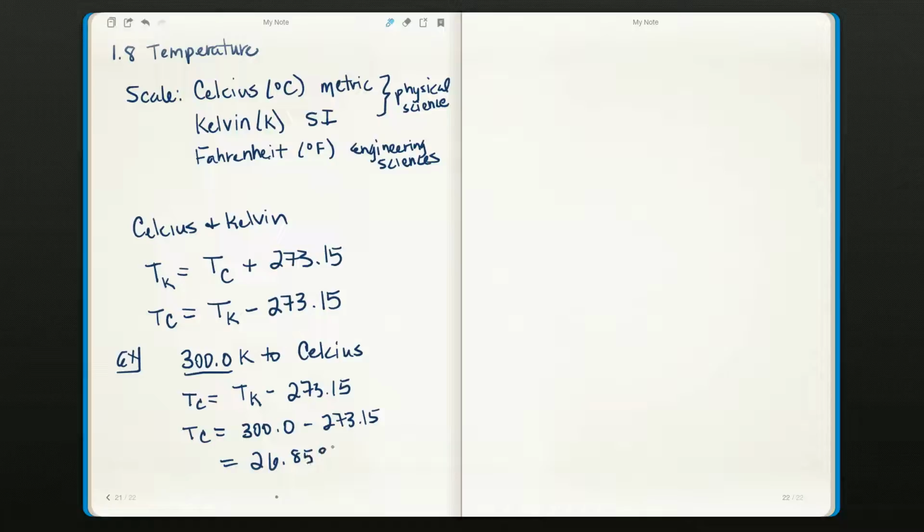26.85 degrees C. And then we need to look at sig figs. So 300.0 has 1 decimal place, 273.15 has 2 decimal places. So our answer would have 1 decimal place. So our final answer should be 26.9 degrees Celsius. And that's because we're using our rules for addition and subtraction.